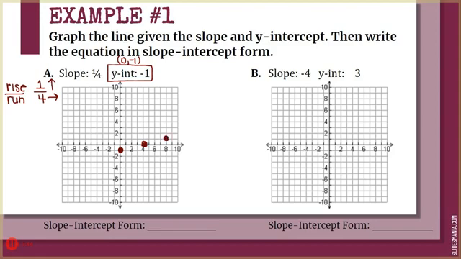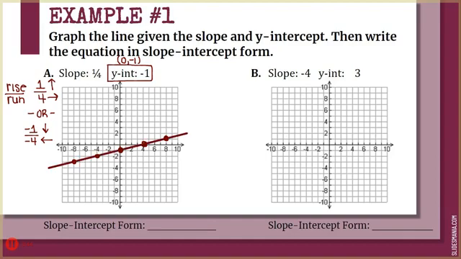Now, let's say you couldn't go up 1 and right 4. You do have another option. We also know that a -1 over a -4, a negative over a negative, gives us a positive. So we could also count down 1 and left 4. So I could also count down 1 and left 1, 2, 3, 4. And then we always connect those ordered pairs with a straight line.